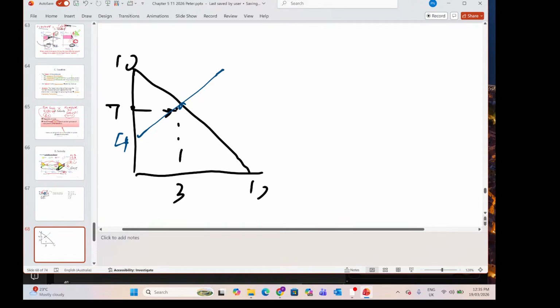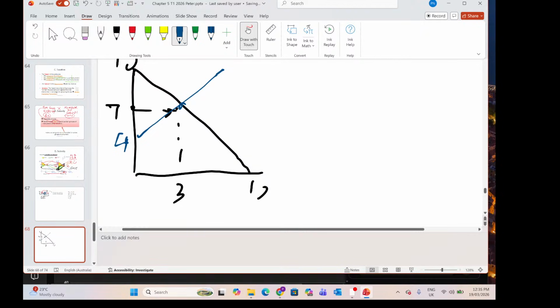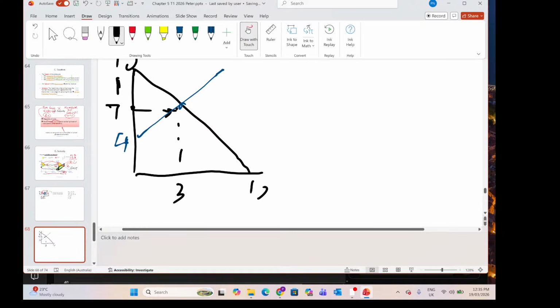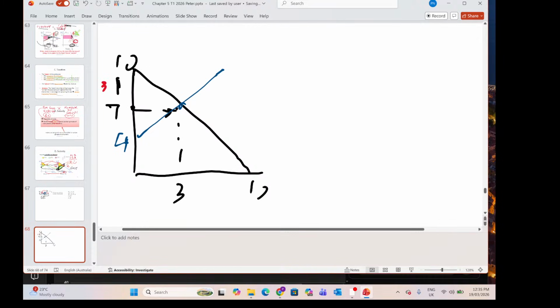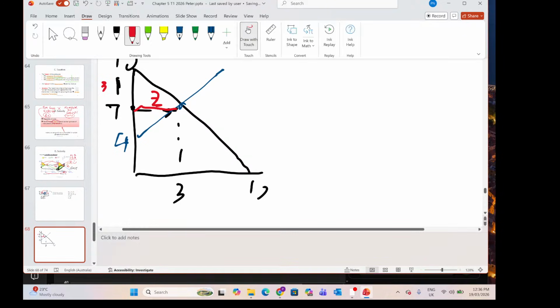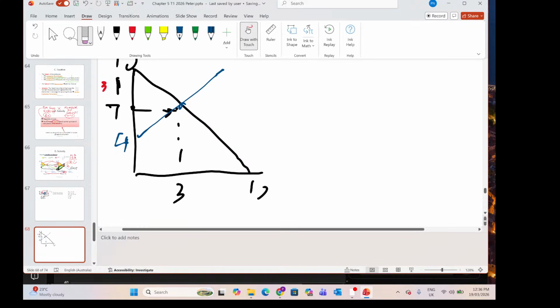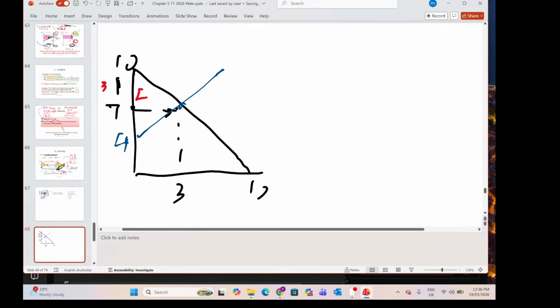So let's quickly work out our consumer surplus. Our consumer surplus will be the vertical distance, which is 3, and the horizontal distance is 3. So we've got half of 3 times 3. So our consumer surplus will be 4.5. And the same at the bottom.